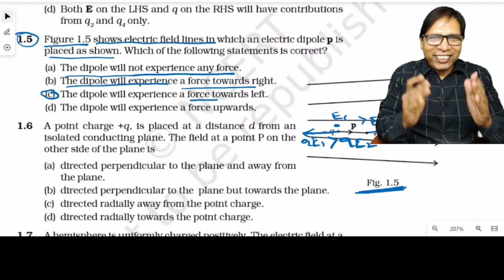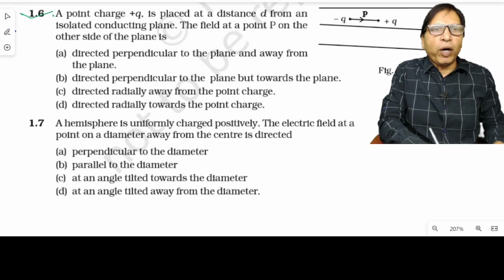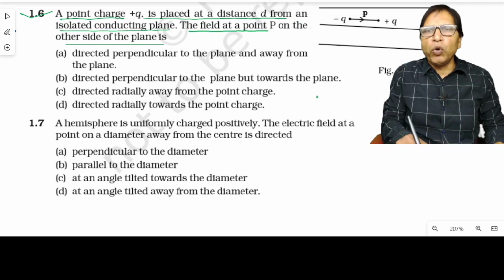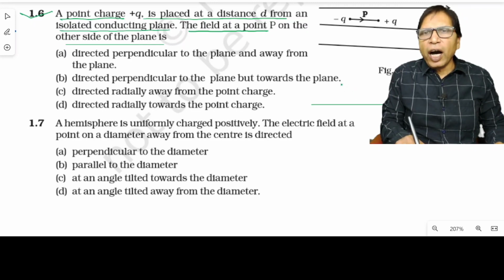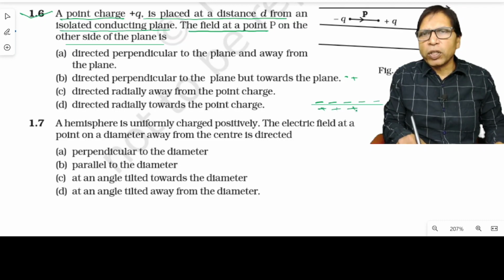Understood? Next. Now question number 1.6. If point charge plus Q is placed at a distance d from an isolated conducting plane, the field at the point P on the other side of the plane is. Now look at this. This is the conducting plane. Now this is a point charge, the plus charge. So induction takes place on this side. This is the negative charge, and on this side, this is the positive charge.